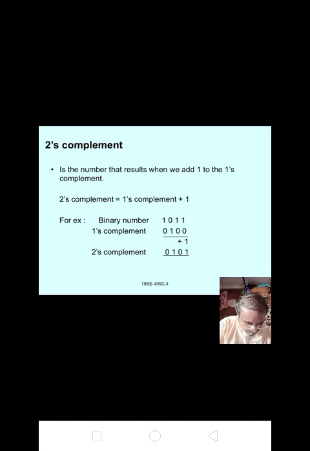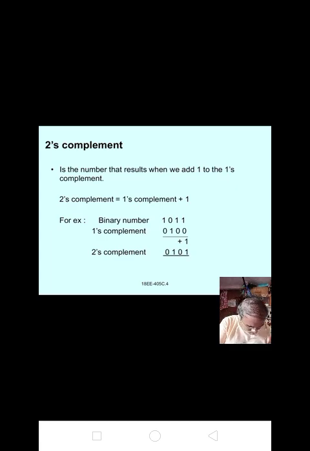example. Now we are taking a binary number. Okay, the binary number is 1011. Now you don't need to draw the line. You write here 1's complement. Tell me, 1011 means complement. 0s to 1, 1s to 0. 0 1 0 0.